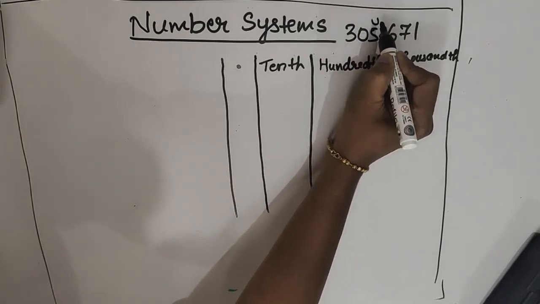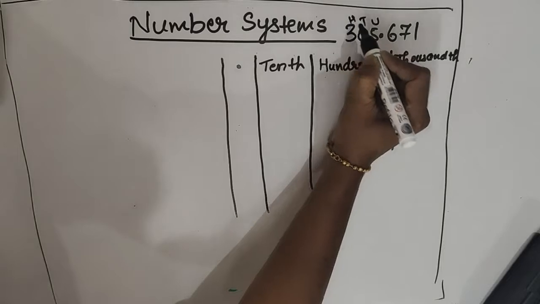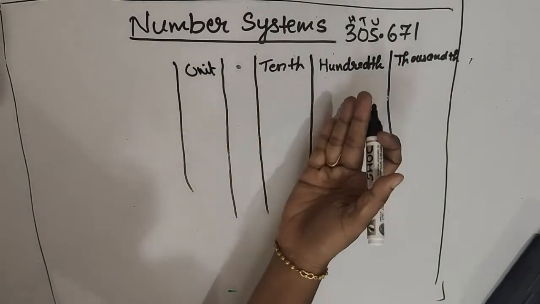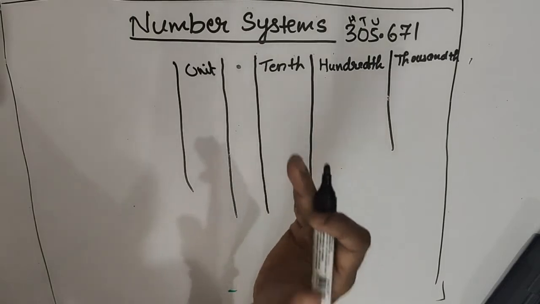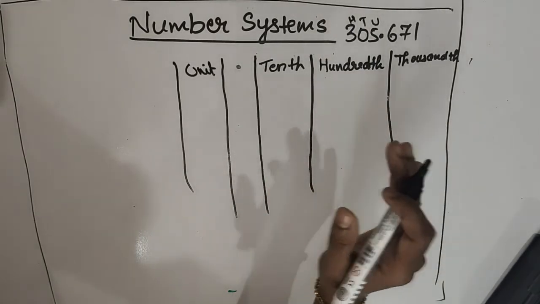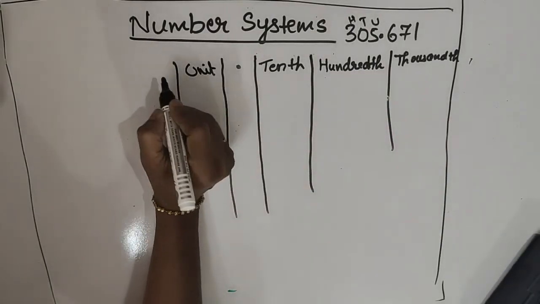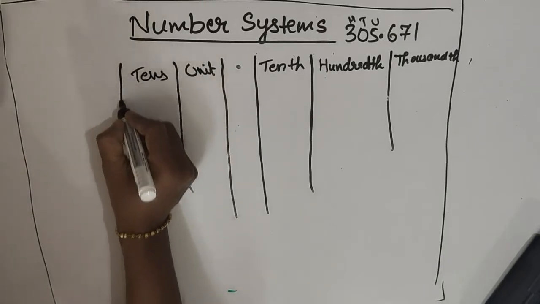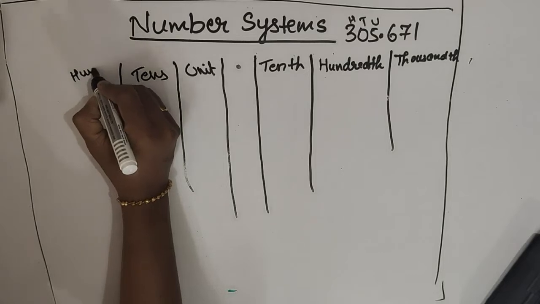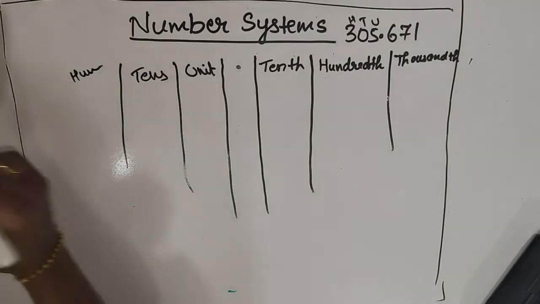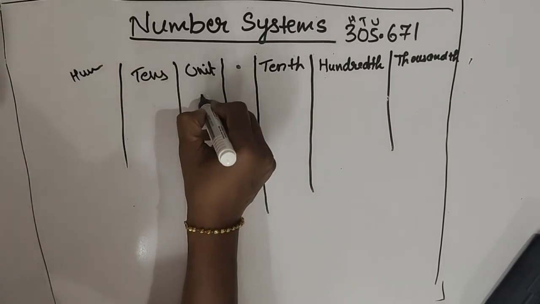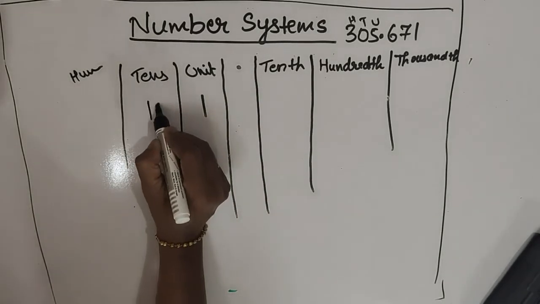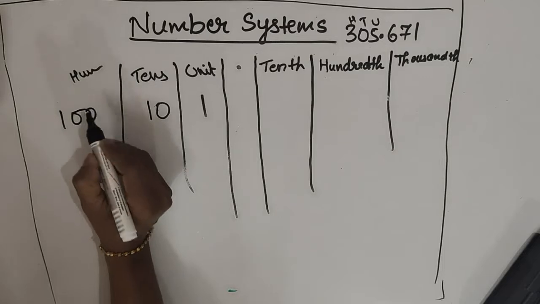First coming is the unit place, then tens place, hundreds place. After the decimal point, the unit place will not come. It starts from tenth, hundredth, thousandth, like that it will go. This side is the unit, next tens, hundreds, thousands. The unit place value is always 1. Here it is 10, here 100, next 1000, like that.